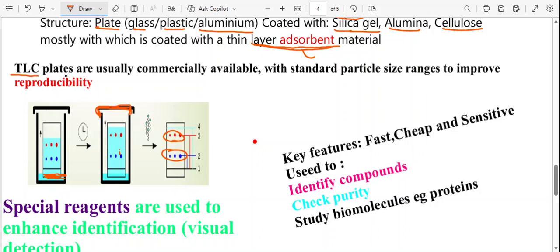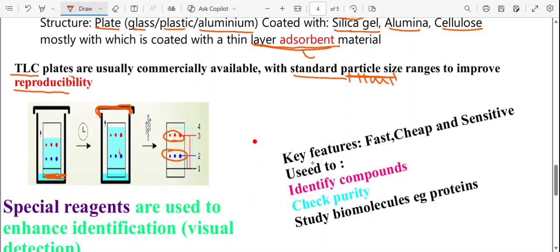In thin layer chromatography, the plates are usually available with a standard particle size. They will tell you the particle size that is needed, or it will come with that standard particle size. That's how thin layer chromatography operates. The standard parts are there to improve reproducibility, because if you have the same standard, you'll be able to reproduce the same result at different locations.